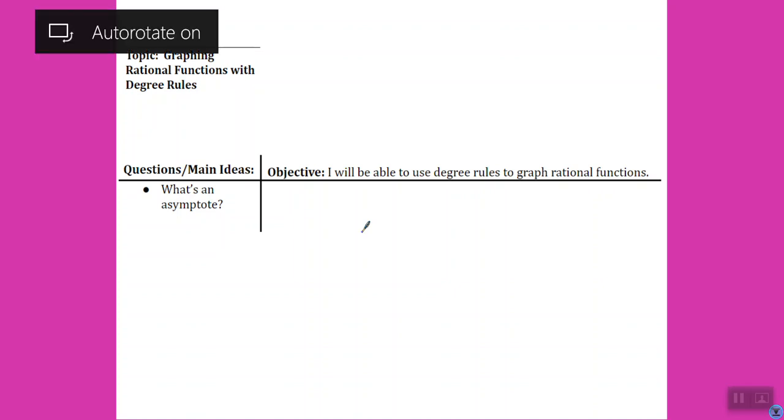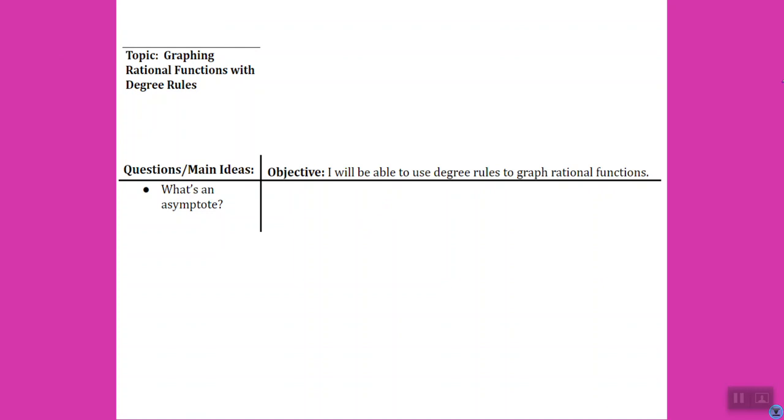Today we're going to be learning about graphing rational functions using degree rules. Our objective is that we will be able to use degree rules to graph rational functions. So what's an asymptote? This is new vocabulary for us.